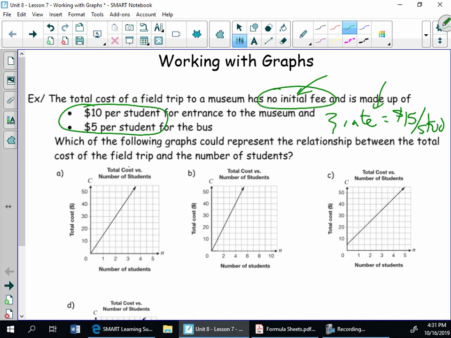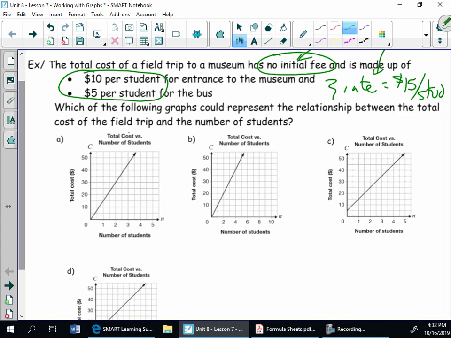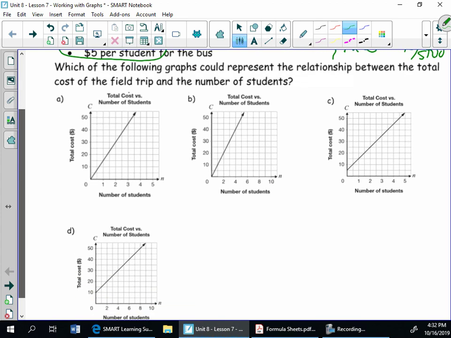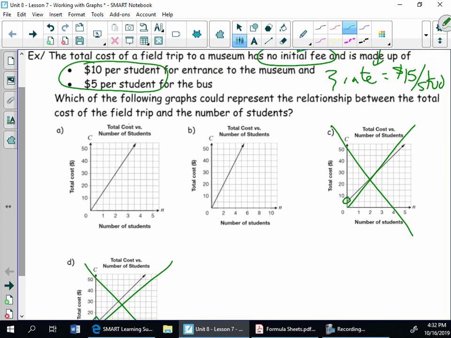Which of the following graphs could represent the relationship between the total cost of the field trip and the number of students? Well, I think the fact that we have no initial fee narrows this down right off the bat a little bit. I know it can't be C because this one has an initial fee of $5. It can't be D, it's got an initial value of $10. So it's got to be A or B.